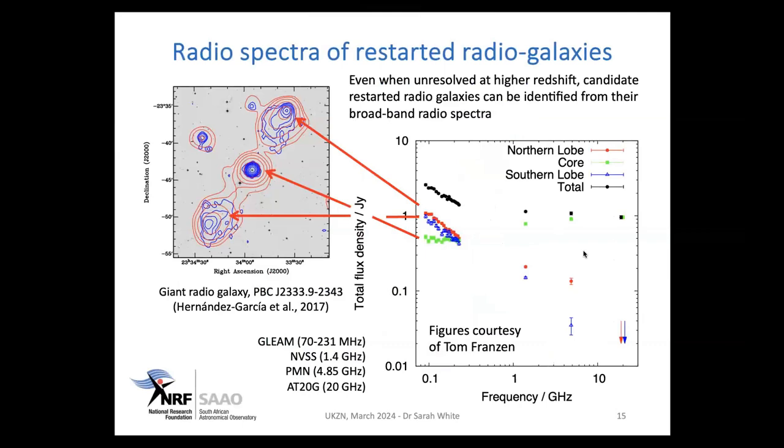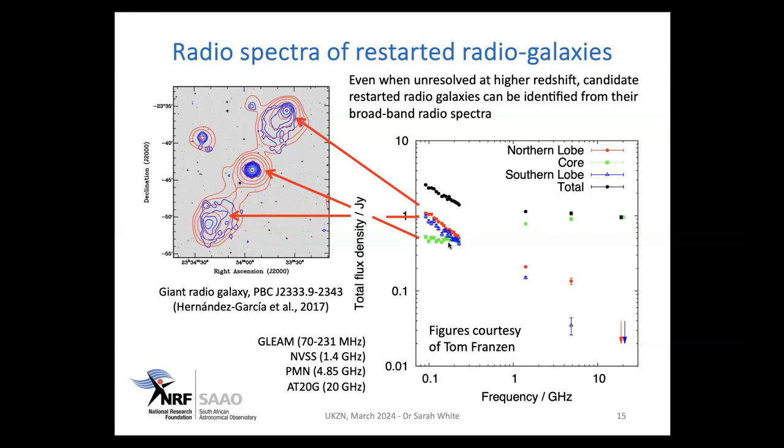So a very worthwhile spectral signature that we can get from building these broadband SEDs is that it allows us to look for restarted radio galaxies. And why is that? Well, with this particularly extended source in the GLEAM survey, we can consider the individual radio spectra for the lobes. Those are the red and blue data points shown here. And also the radio spectrum just for the radio core at the center, where the supermassive black hole is. Those are the green data points shown here.